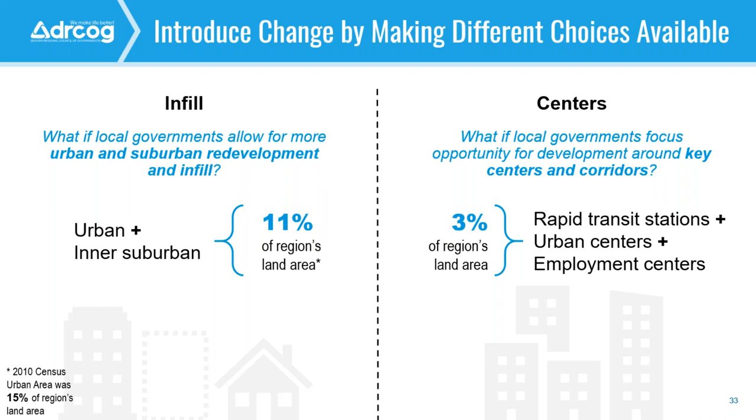In terms of centers, we're looking at a much more intense intensification, where local governments would focus opportunity for development around key centers and corridors. These include our rapid transit stations, urban centers that have already been locally identified and regionally designated through MetroVision. There's 105 of them in 26 different local governments. And we also looked at different employment centers that are existing today. Altogether, that's only about 3% of the region's land area. And so that's a really focused area for this scenario itself.